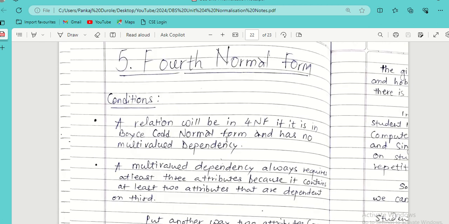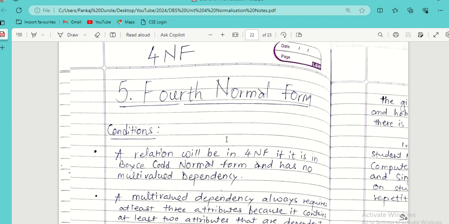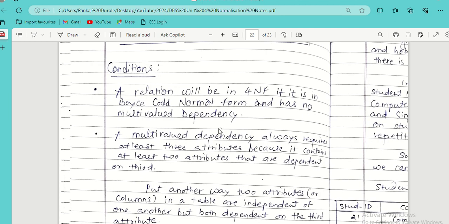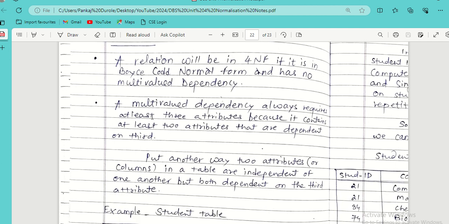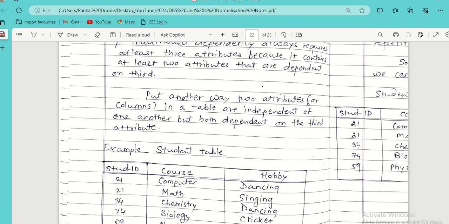And finally we will try to understand about the 4NF. The relation will be in the 4NF if it is in the BCNF and has no multi-valued dependency. Multi-valued dependency should not be there. A multi-valued dependency always requires at least 3 attributes, as it contains at least 2 attributes that are dependent on the third. Put another way, 2 attributes, meaning columns in the table, are independent of each other, but they both are dependent on the third attribute.